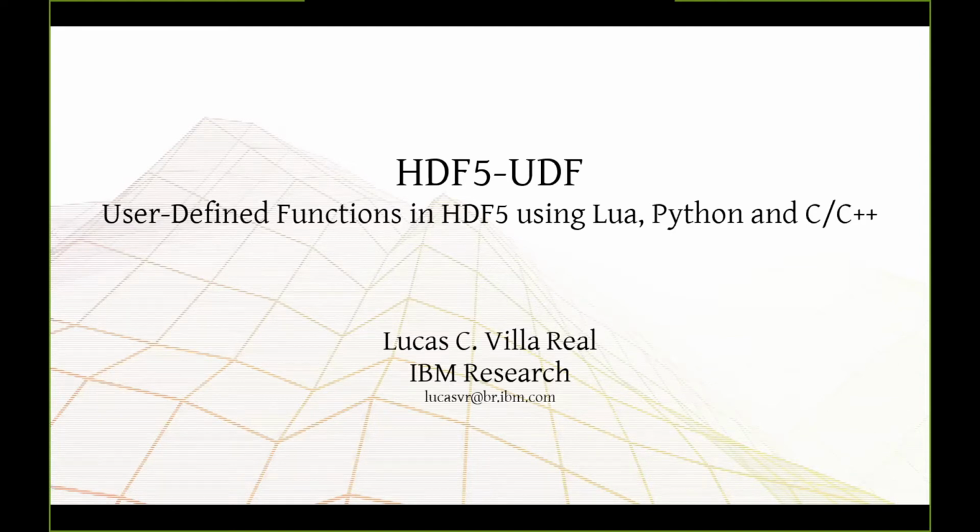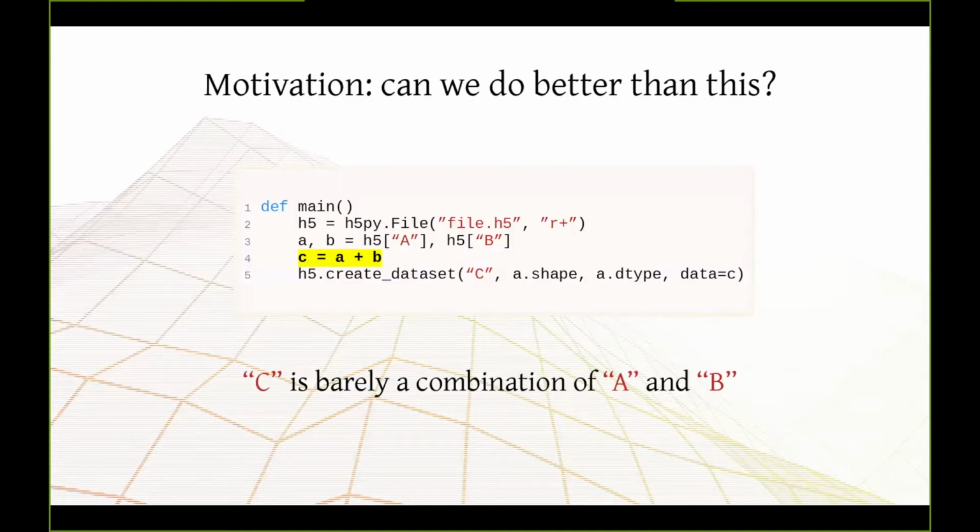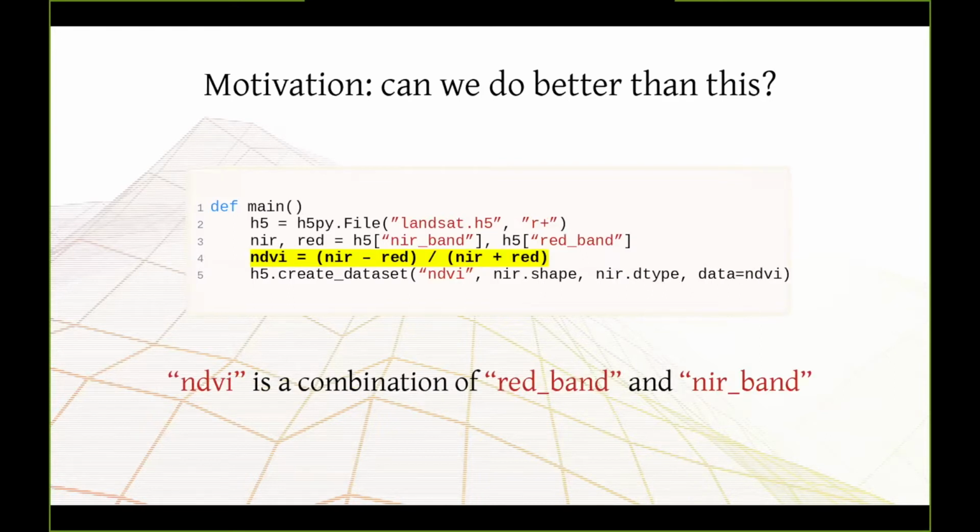So this is about a project called user-defined functions for HDF5, and the motivation for this project comes from the fact that many times you have data sets that you save on disk, and you end up creating variations of those data sets. They're mostly trivial to recreate, but still they end up being stored on disk as well. In this example, you have a data set called C, which is barely a combination of A and B, yet it's being saved to disk. And this happens actually quite a lot.